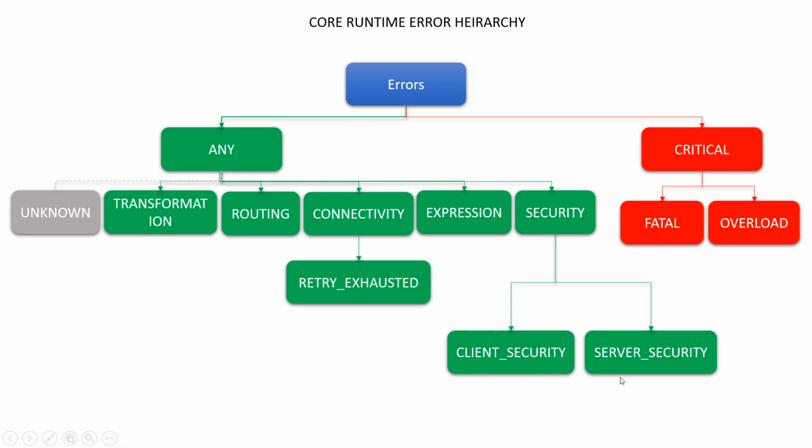The flow back pressure error comes when the source of your flow, like the HTTP listener or the JMS listener or any kind of listener, is overwhelmed and unable to serve the request. That is when you get a flow back pressure error, which is a part of this overload. And fatal errors come when there is an out of memory issue. So all the JVM errors will fall under this category.